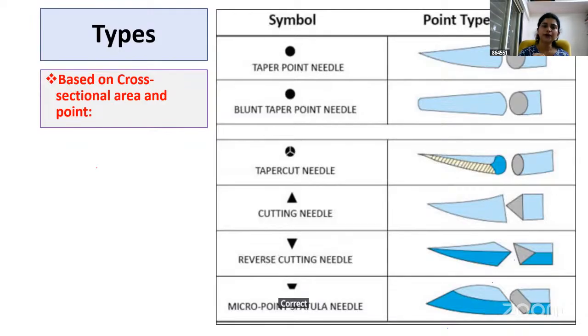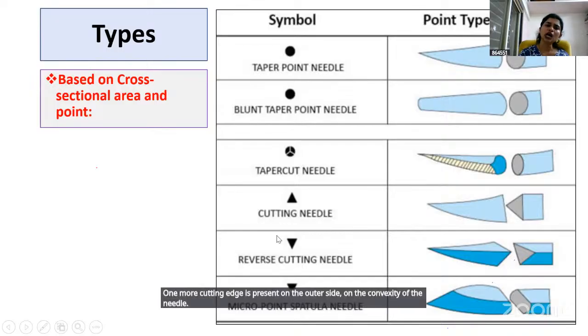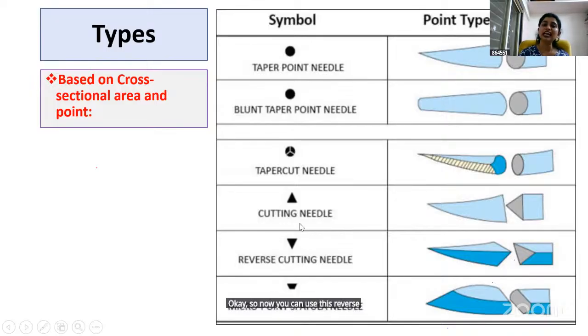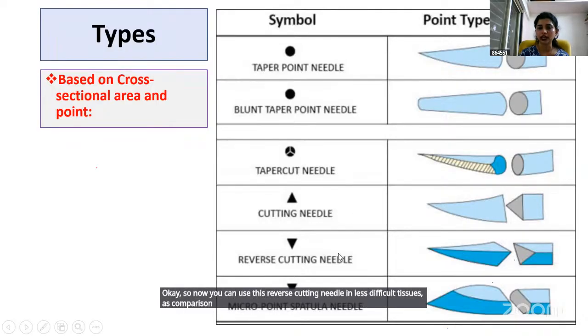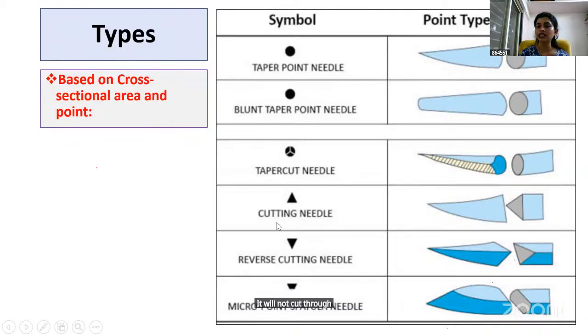Correct? Coming to the next one, which is exactly opposite of this cutting needle, that is the reverse cutting needle, which is represented as a reverse triangle, inverted triangle. Okay. So this particular needle has a cutting edge which is present on the convexity of the needle. It is not present on the inner side. Okay, so the inner side is flattened, right? You have cutting edges at the sides, and one more cutting edge is present on the outer side, on the convexity of the needle. Now you can use this reverse cutting needle in less preferred tissues as compared to the cutting needle. It will not cut through the tissues as much as a cutting needle would do.